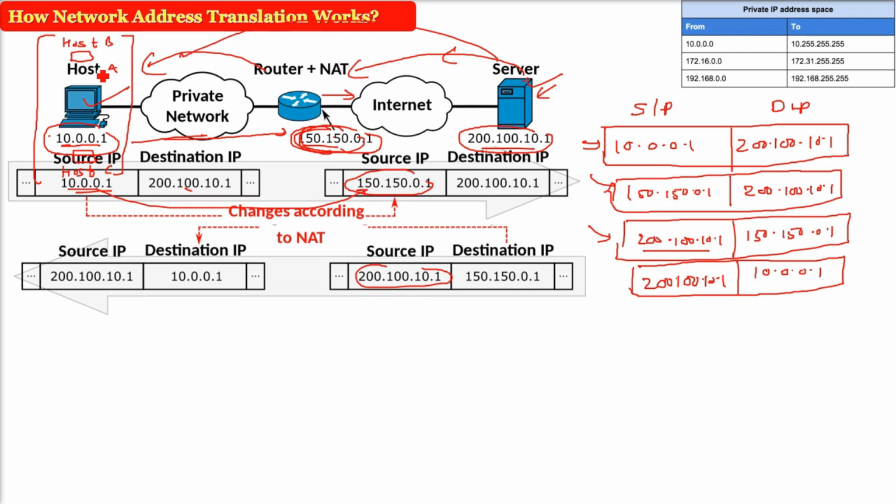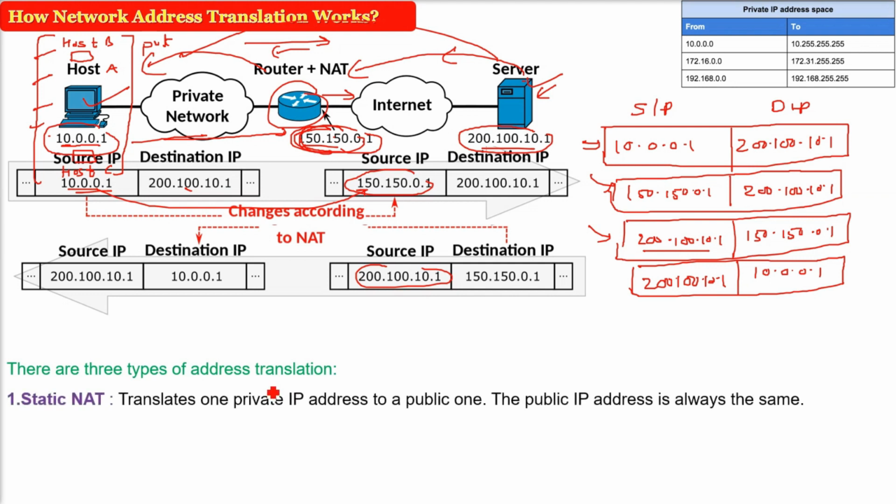So basically, hosts are in the private network. In this, we have private IPs. They have to be converted or translated into public IPs so that they can get connected to the internet. And this has to be done one way and the other way also. So there are three types of address translation. One is static NAT. Static NAT is all about translating one private IP address to a public one. The public IP, please remember, will always remain the same.